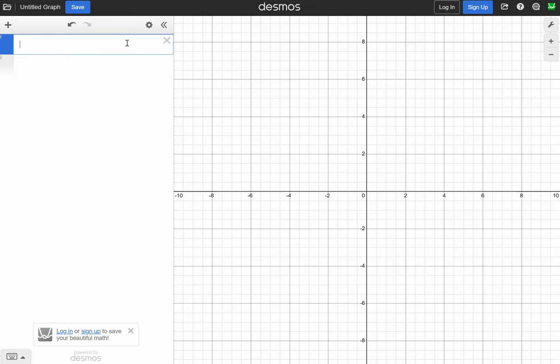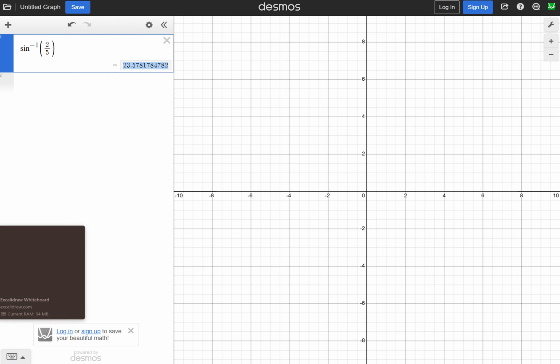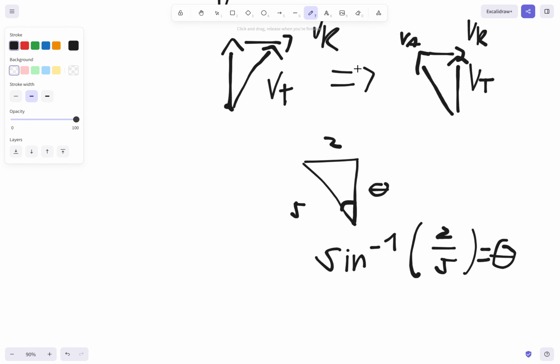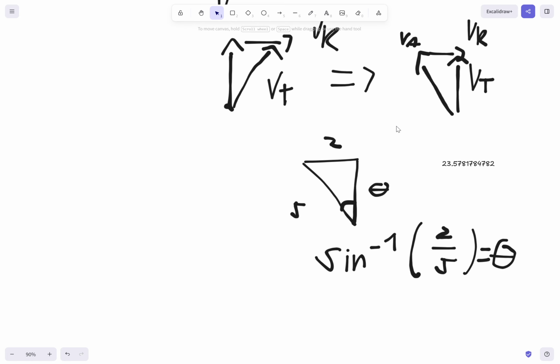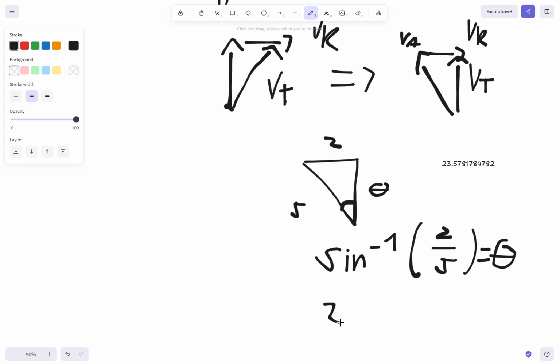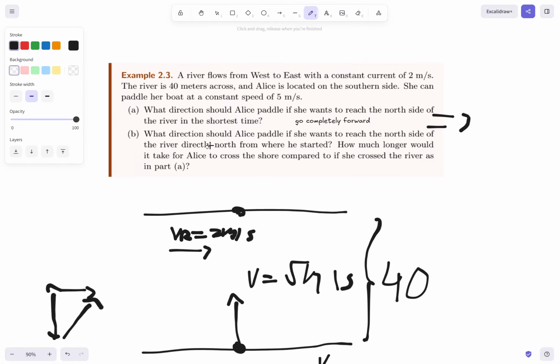Desmos time. Desmos time. My teacher was talking about how we should use Desmos for tests. I completely agree with him.